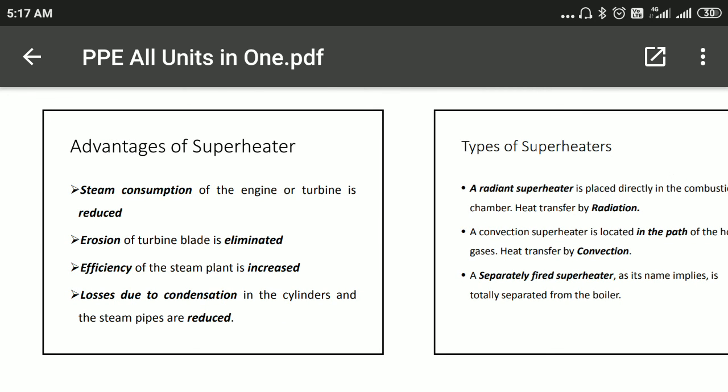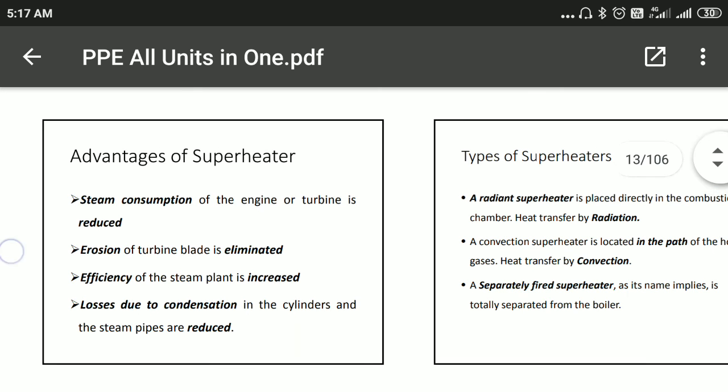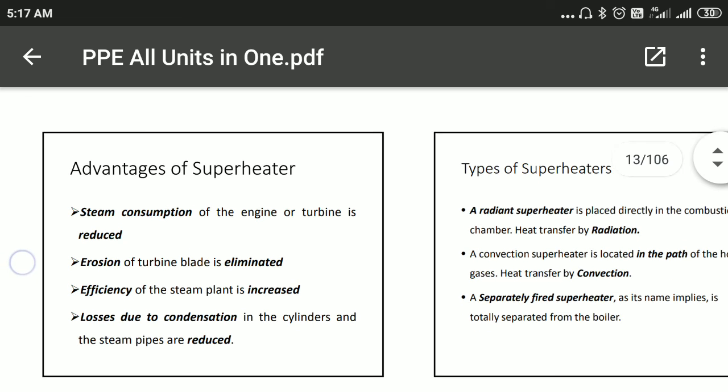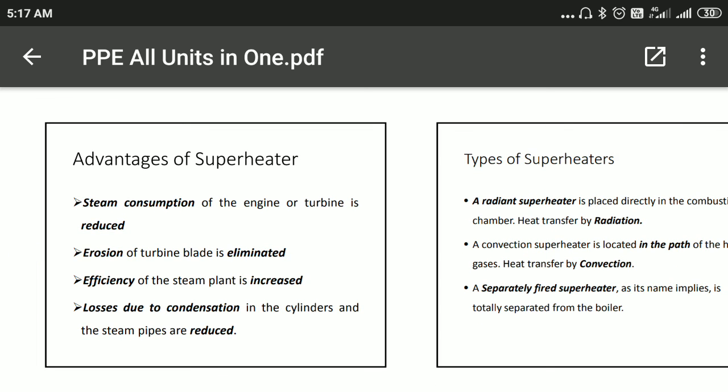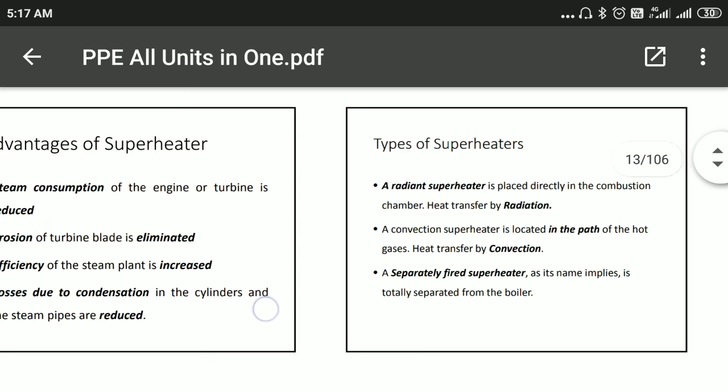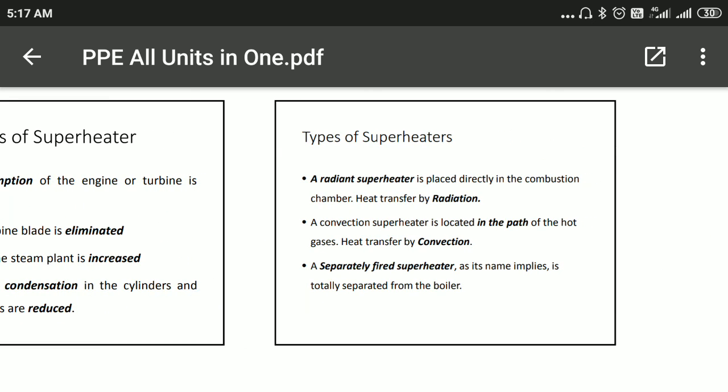The advantages of superheaters are given here: steam consumption of the steam engine or turbine is reduced, so indirectly efficiency increases. Erosion of the turbine blades is eliminated because we are supplying superheated steam, so there is 0% moisture in the steam. Efficiency increases, and losses due to condensation in the cylinders and steam pipes are reduced because there is no moisture content in the superheated steam.